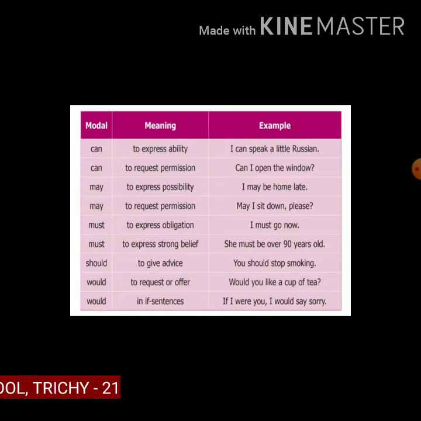Okay, next. Can, to request permission. Ability also we can use can, and to request permission also we can use it. Can I open the window? Can I help you? Just to ask, to request permission.